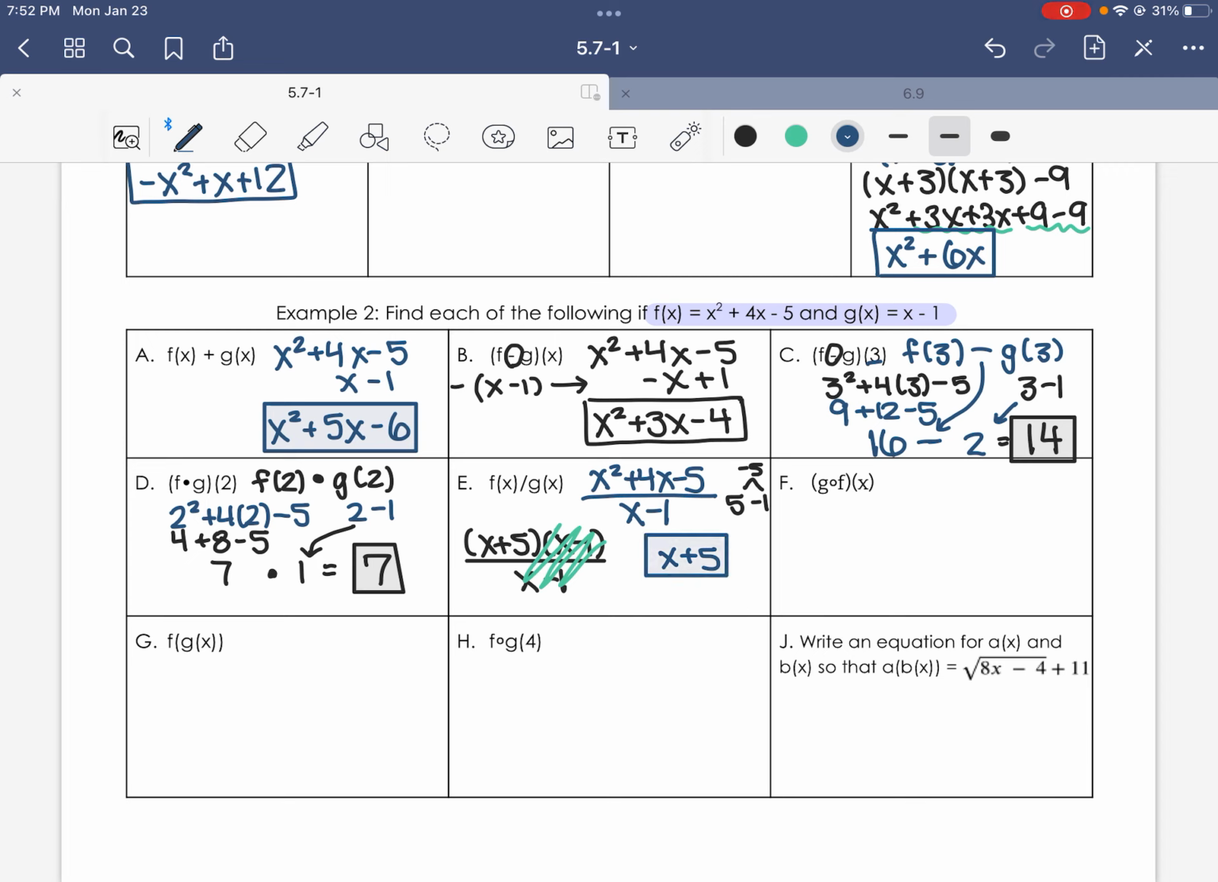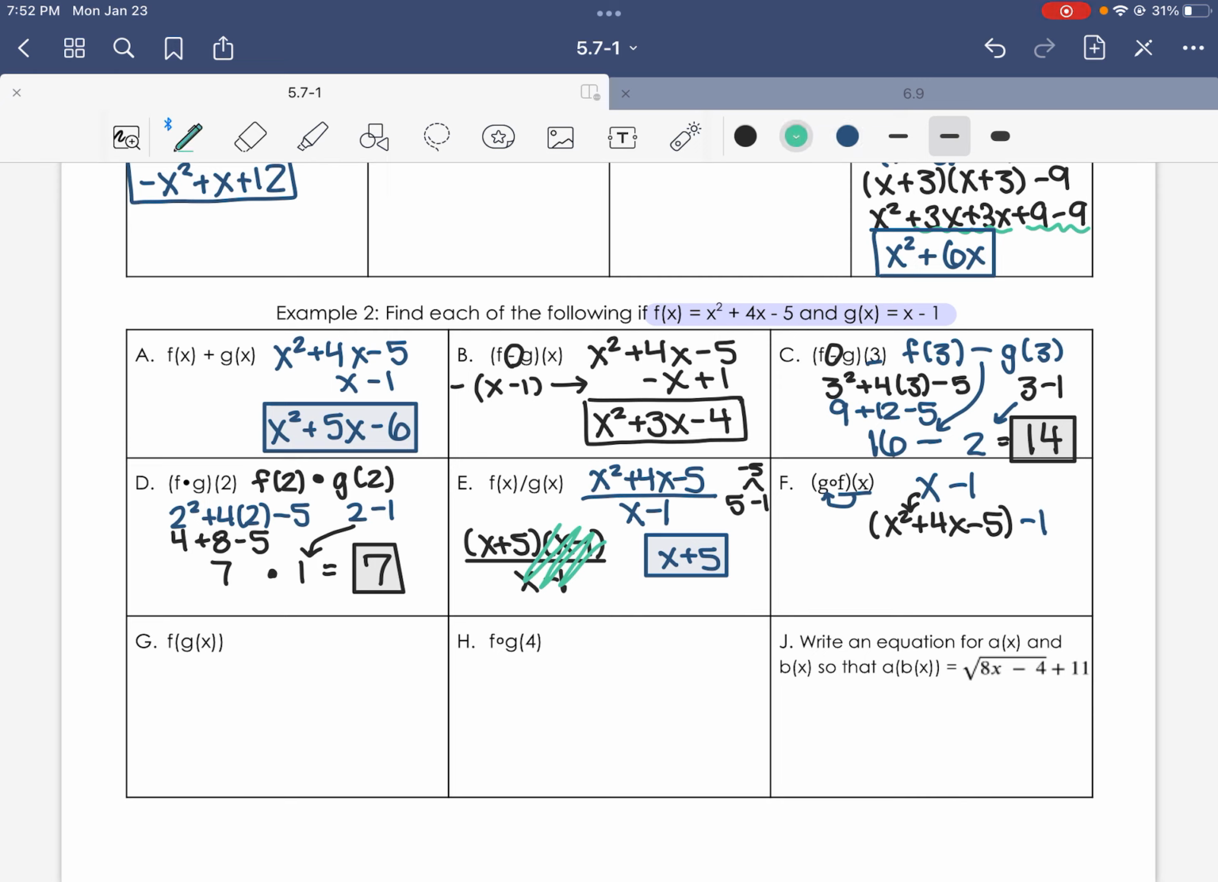Then F is g of f of x, meaning you're going to take f of x and plug it into g. So you have to start with g of x, and then you replace the x with f of x, which is x squared plus 4x minus 5. And then that minus 1 just kind of stays out there for now.